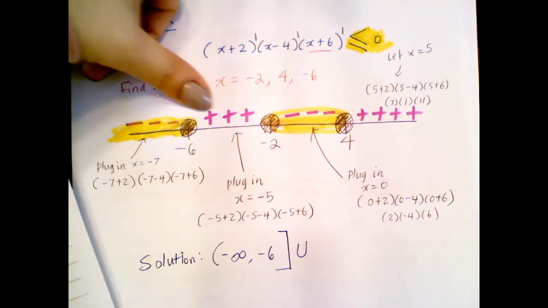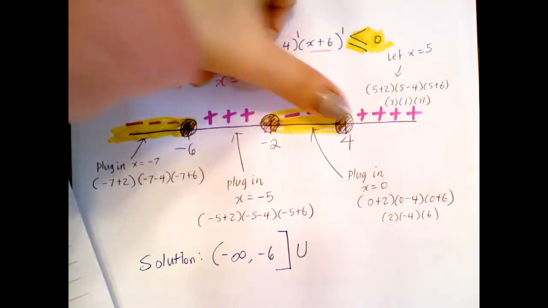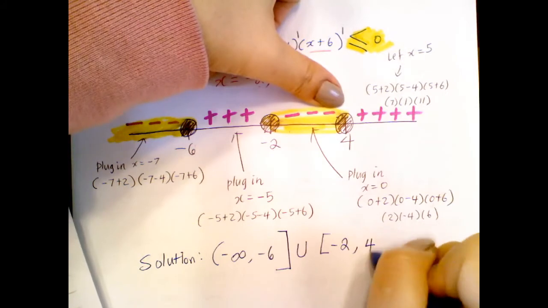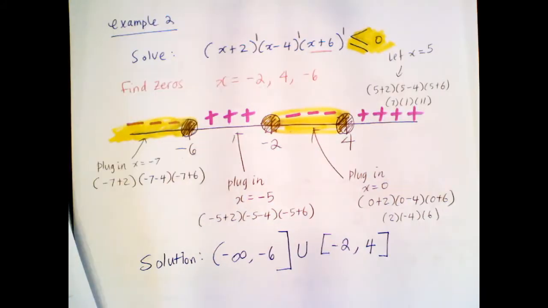That's positive. We don't want that. From negative 2 to positive 4. So bracket negative 2, comma 4, and the square bracket. And that is it. That's how we solve another one.